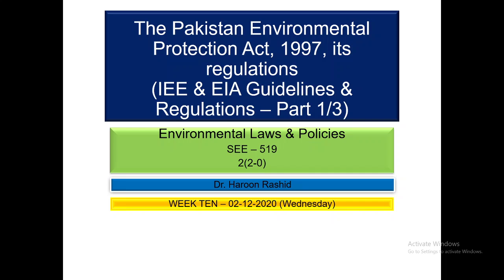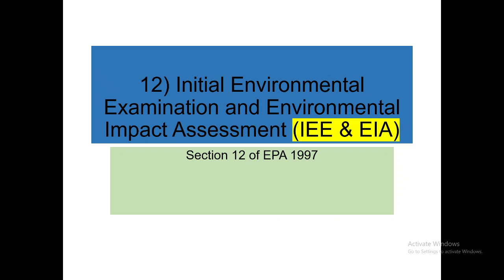Then we will follow what kind of guidelines are there which have been defined by the federal and provincial environmental protection agencies. Then we will also study what kind of regulations are described by these agencies. So all these things are basically to facilitate the implementation of this section. All these are under the umbrella and scope of this section number 12.